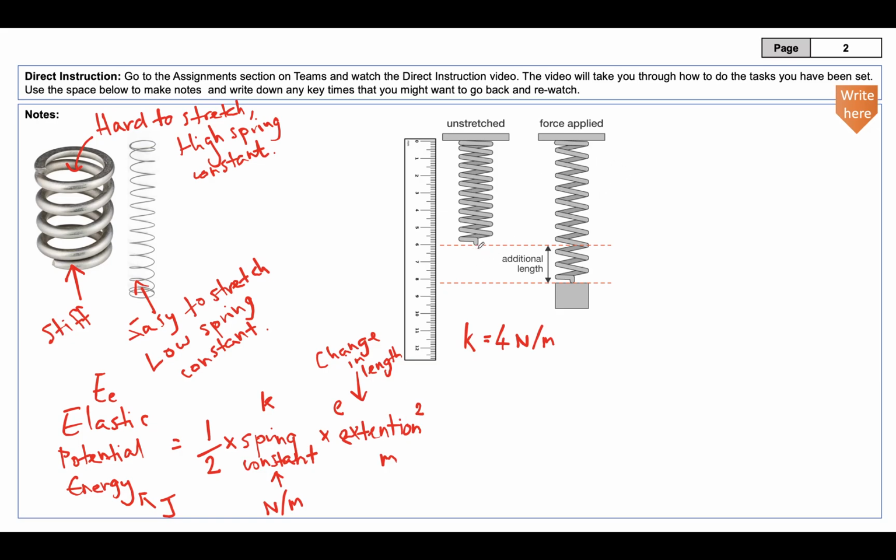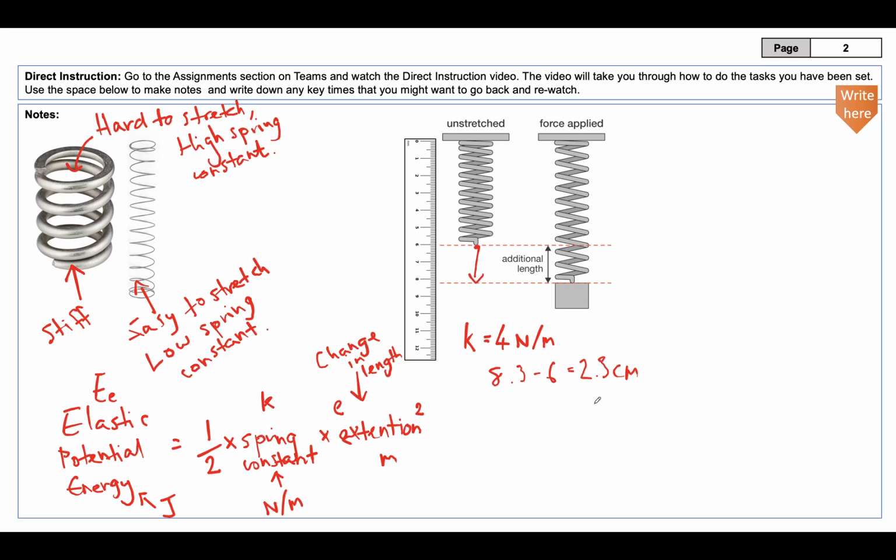We'll have a look at how much it stretches by as well. So it started off here at 6 centimetres and it stretched all the way down here to 8.3 centimetres. So we've got 8.3 minus 6 gives me 2.3 centimetres. That should say 2.3, it's not very clear.